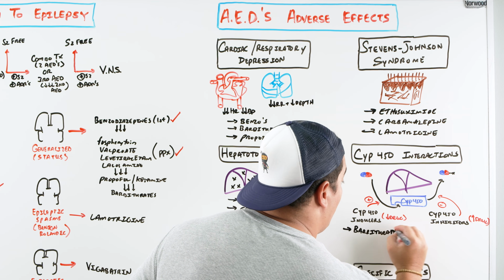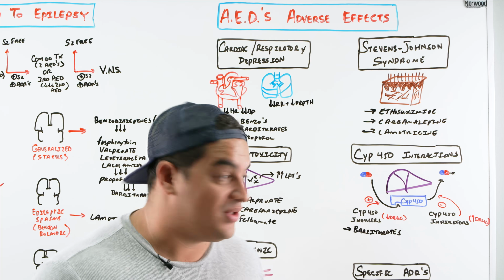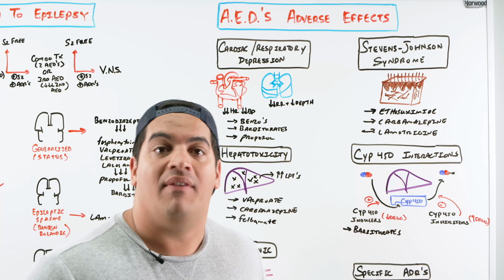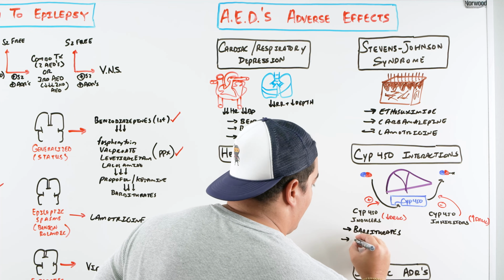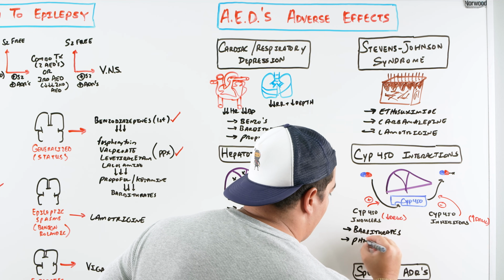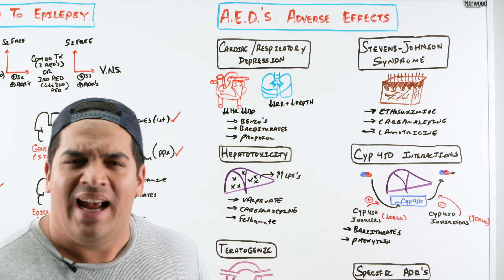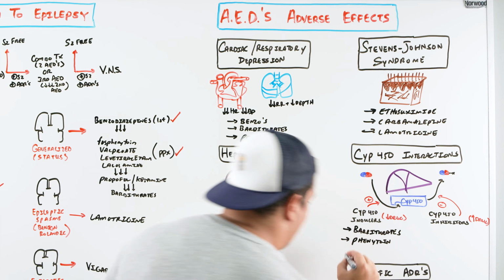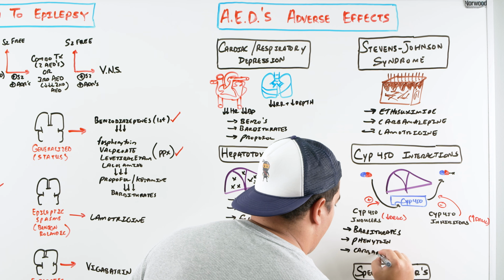So this is going to be your phenobarbital, your pentobarbital. These are very, very powerful cytochrome P450 inducers, so they will decrease the efficacy of other drugs. Other ones that you want to remember are something like phenytoin, fosphenytoin. But more specifically, we found that phenytoin is a little bit more powerful. So phenytoin is a really, really big one here. And the last one is carbamazepine.